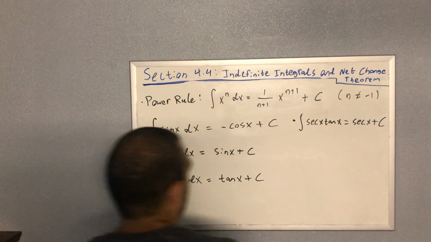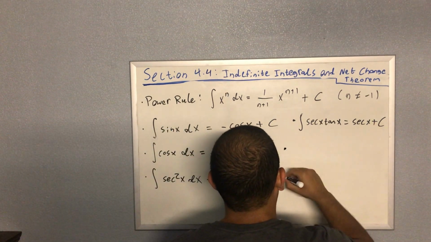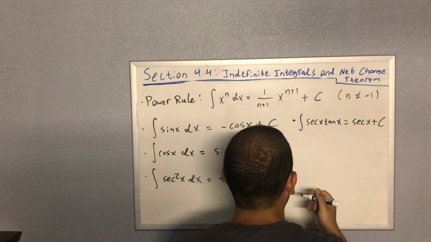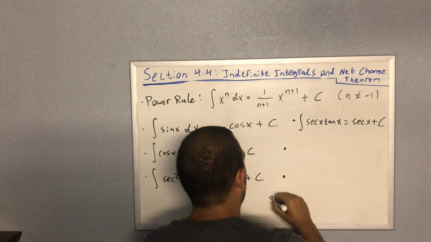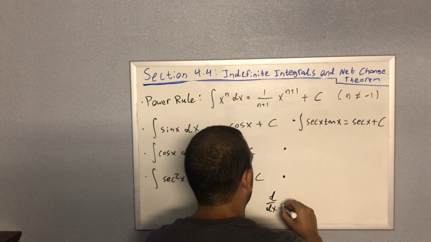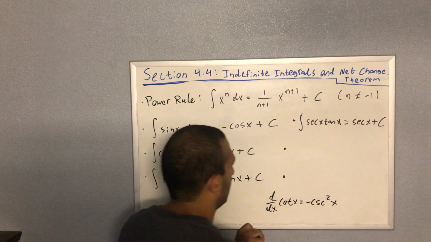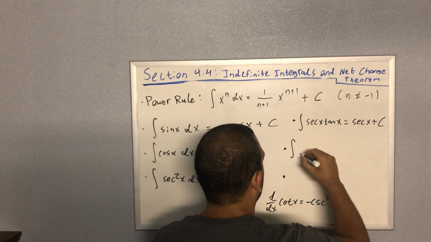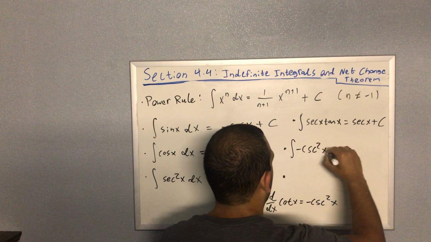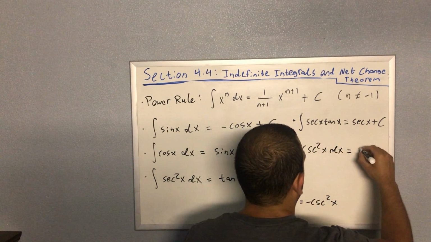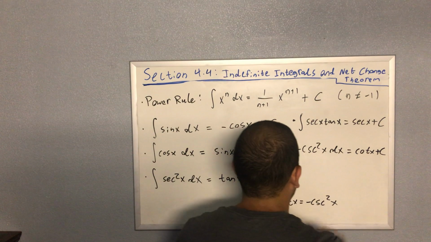Okay, and then we got two more trig ones. Okay, so now do you remember what's the derivative of cotangent? It's negative cosecant squared, right? So we know that the integral of negative cosecant squared x is cotangent x plus c.